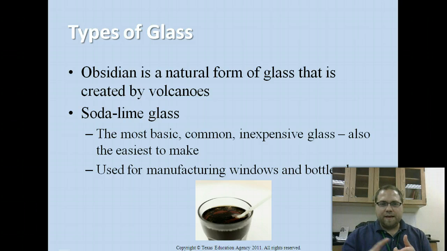Obsidian. If you've ever seen kind of black, kind of oily looking glass, okay, that would be obsidian. It's formed when a volcano erupts, okay, just the heating and cooling of the silicon dioxide that's produced during an explosion would cause obsidian to form. Soda lime glass. This is the most common glass. We already talked about it, and most things that you see are going to be made out of soda lime glass.